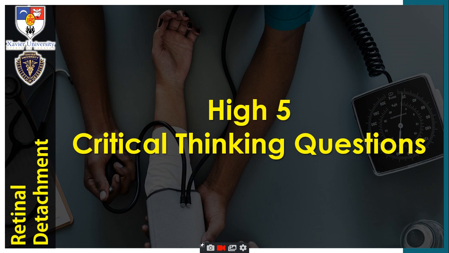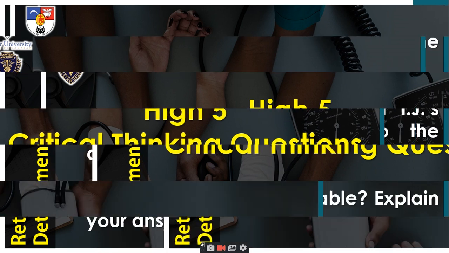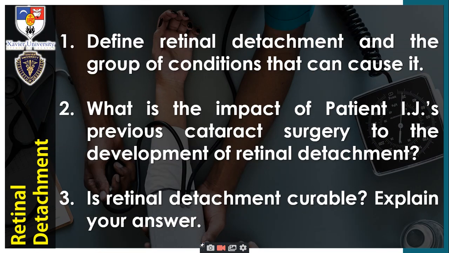Let's now have your five critical thinking questions. First, define retinal detachment and the group of conditions that can cause it. Number two, what is the impact of patient IJ's previous cataract surgery to the development of retinal detachment?